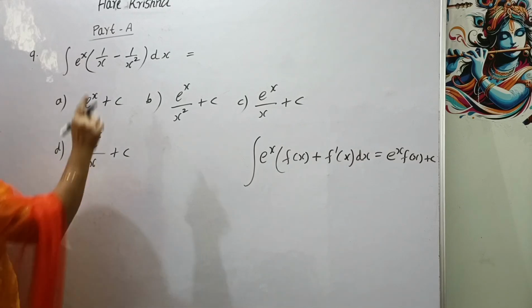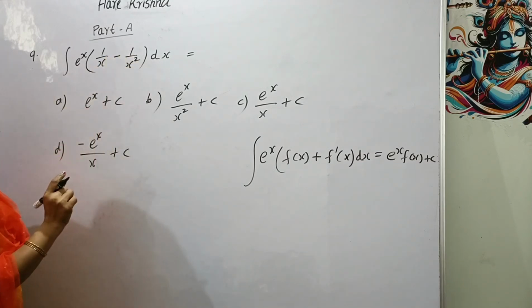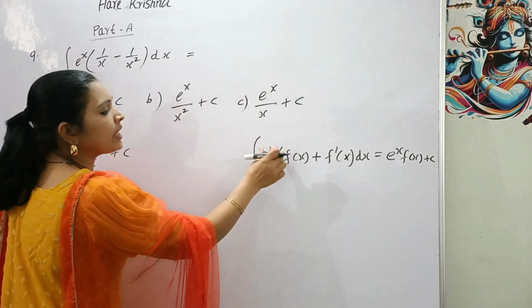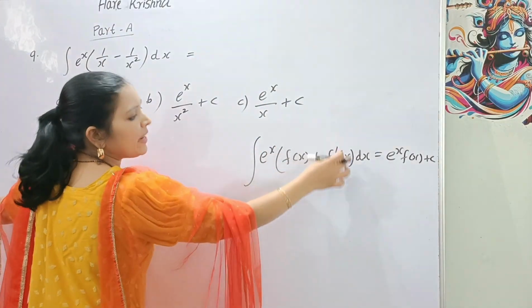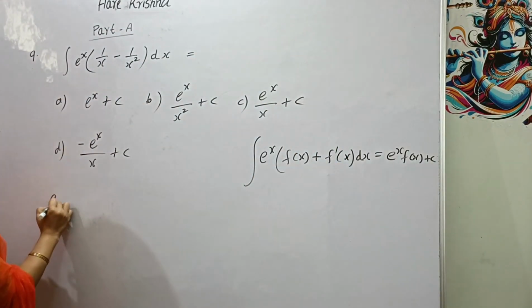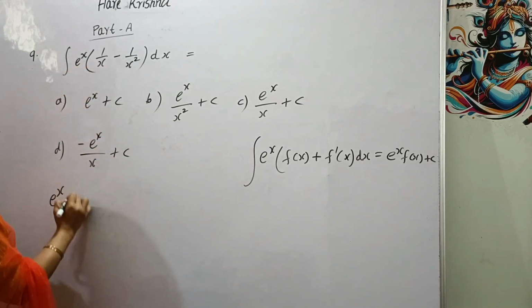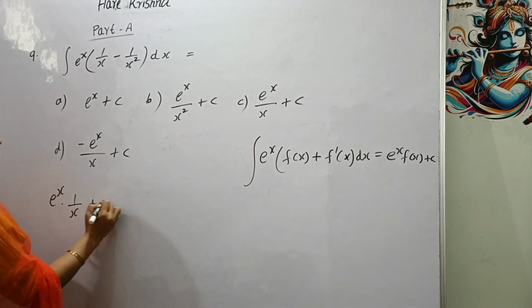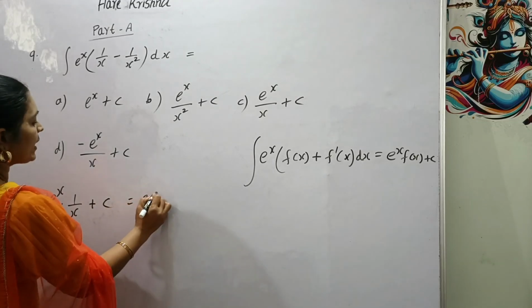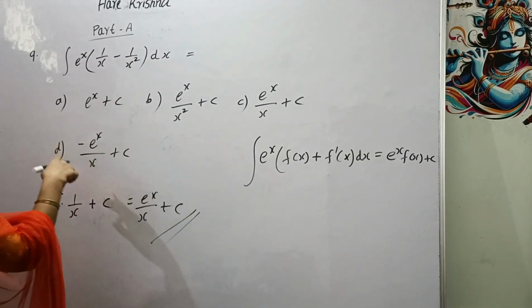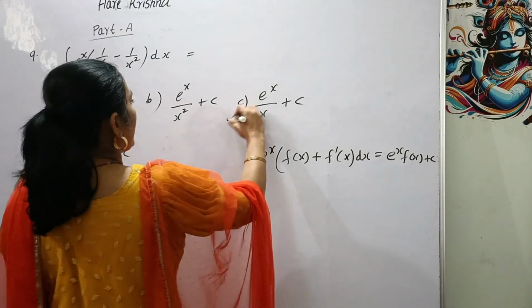1 by x. F dash of x is minus 1 by x square, right? Therefore, this integrand is in the form of e raised to x into f of x plus f dash of x. Therefore, the answer is e raised to x into f of x. What is f of x? 1 by x plus c. That is e raised to x divided by x plus c. Yes, c is the answer.